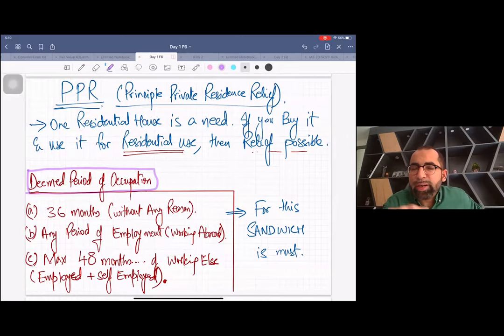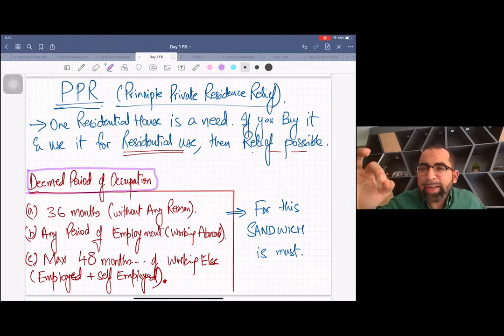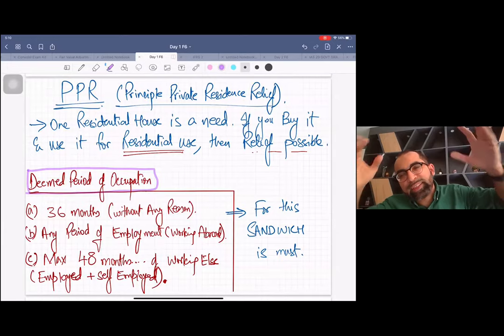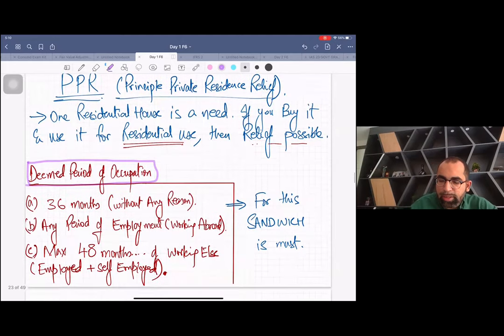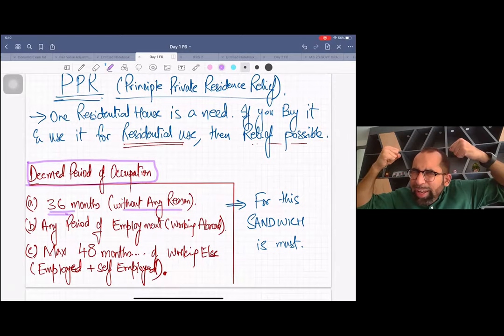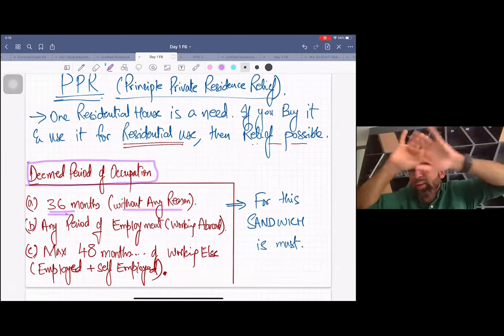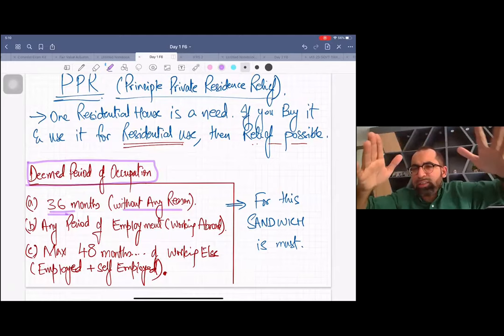So the tax department has given a very special relief, deemed period of occupation. It means you are physically absent from your house, but the tax department will consider that you are actually living inside the house. These are the 3 points for deemed period. Number A, 36 months without any reason. Go anywhere for 36 months without any reason. Nobody will dare to ask.